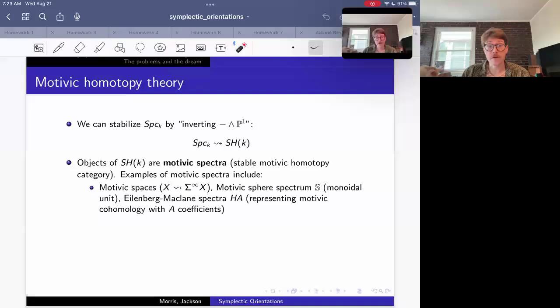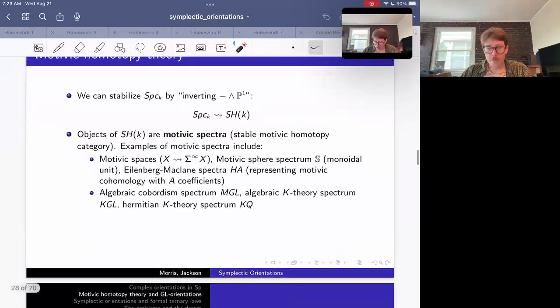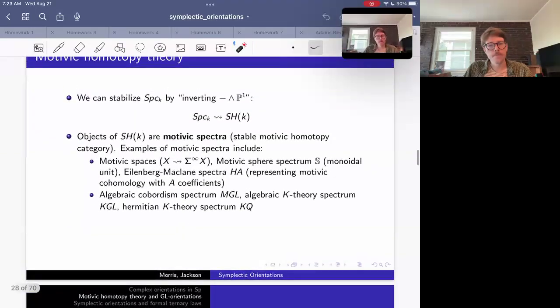We have a sphere spectrum, which is going to be the monoidal unit for the smash product that we have in our category, the suspension spectrum of the zero sphere. We have Eilenberg-MacLane spectra, which give us motivic cohomology with A coefficients, where A is some abelian group or ring or whatever you want it to be in the entire world. And we also have some different spectra. I don't have another descriptor, I guess.